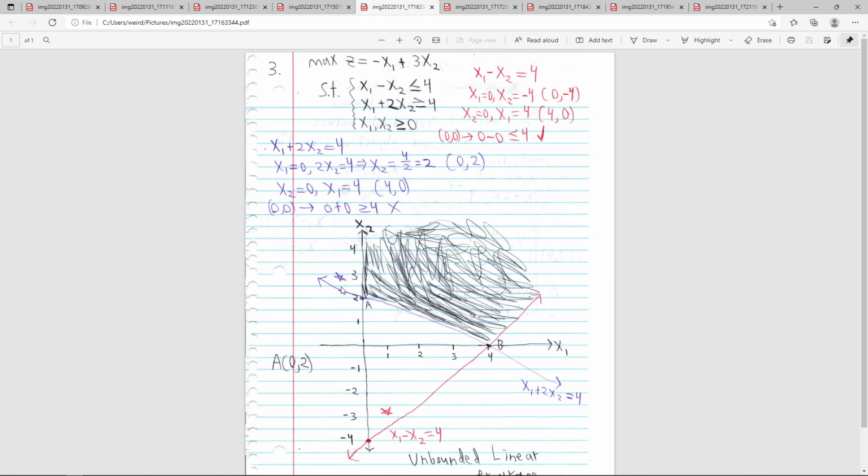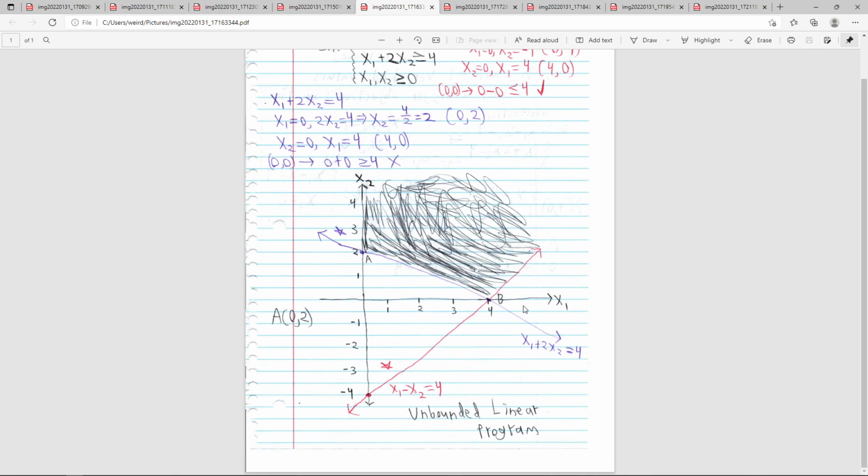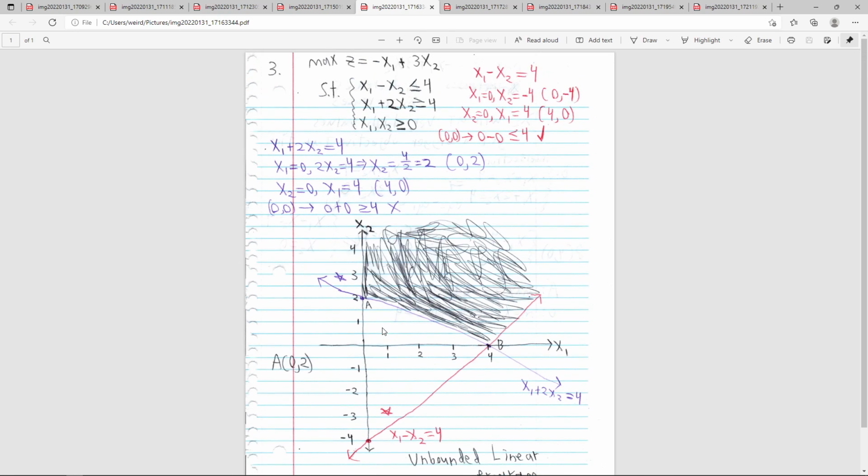So it would be up above this. So we include (0, 0) for red and don't include it for purple. So in the end, we get this whole region. It's a maximum z, and it looks like this. So it's an unbounded linear program.